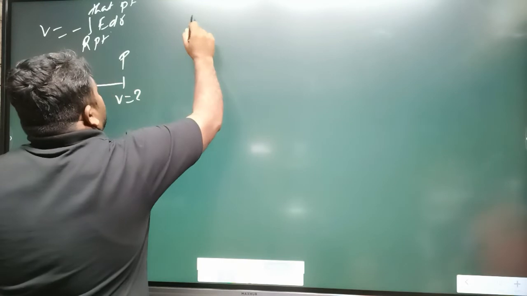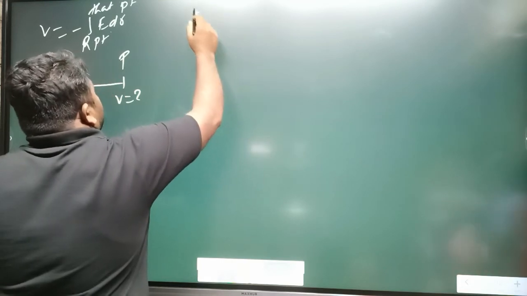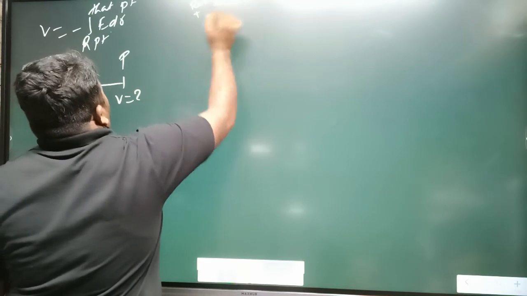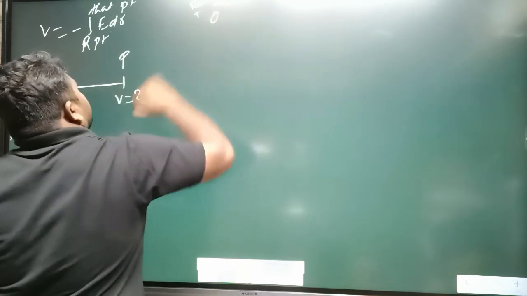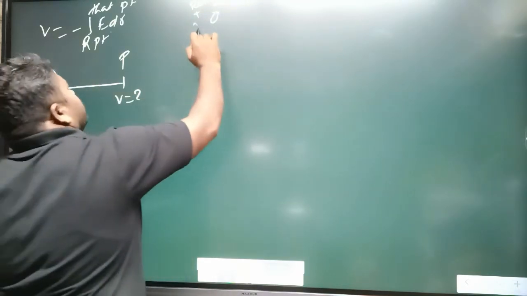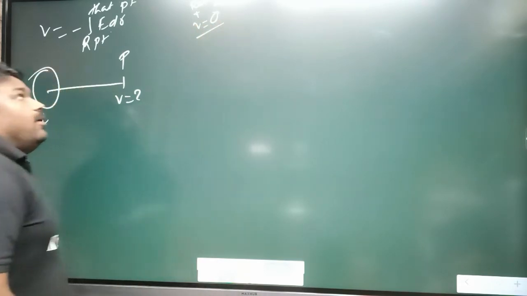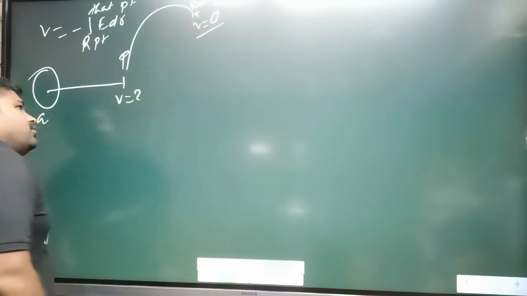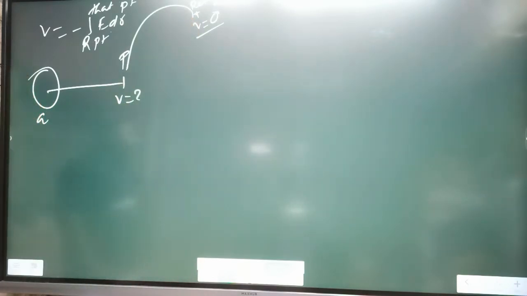Suppose we consider this one is a reference. This is at infinity. This potential is equal to how much? 0. Potential is equal to 0. Where the reference point is at infinite distance. Bring a positive unit charge from infinity to this point, on the system, by the system.